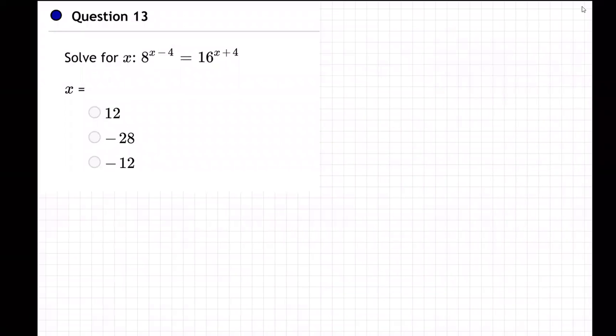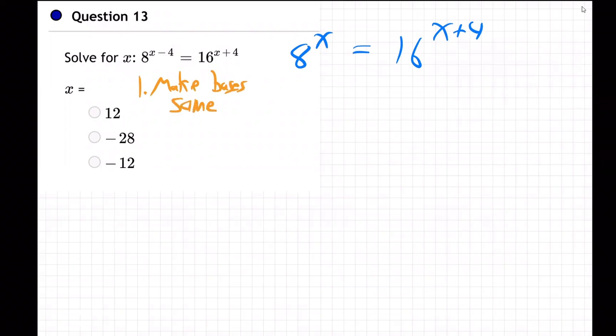All right, so we're trying to solve for x here. We have 8 to the x equals 16 to the x plus 4. Step number 1, make the bases the same. You got to make both those bases the same. That's the crucial deal on these. Bases must be made the same.